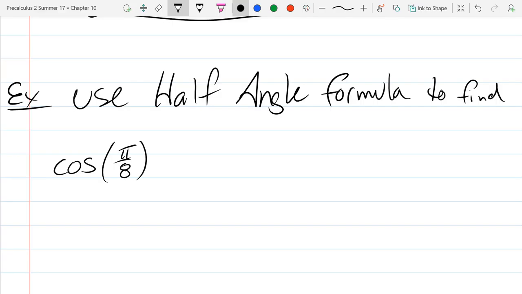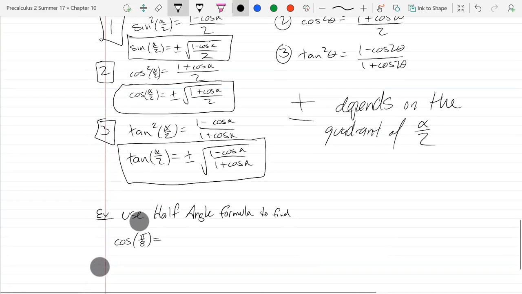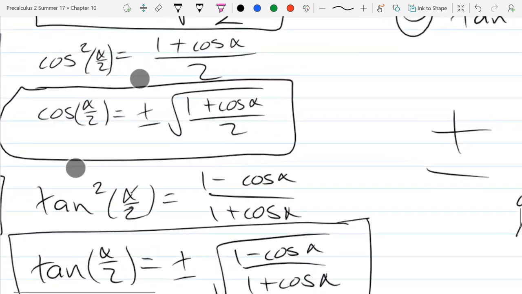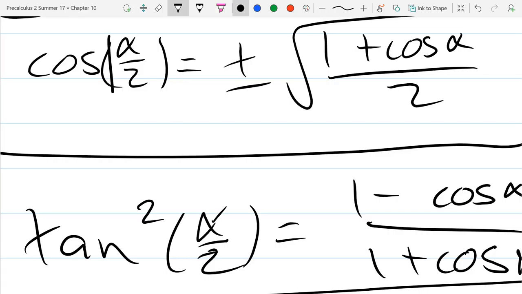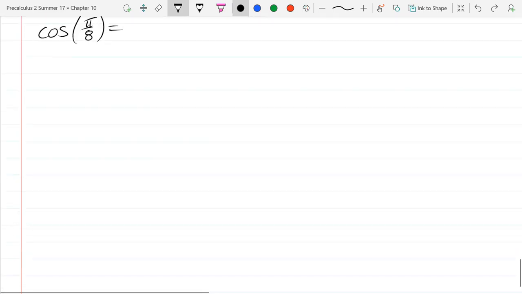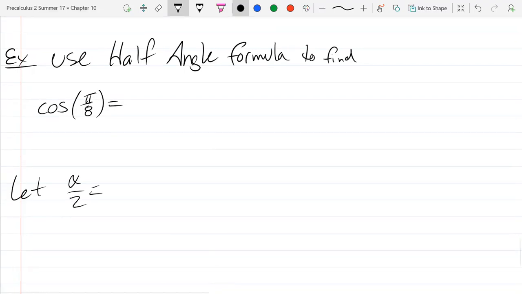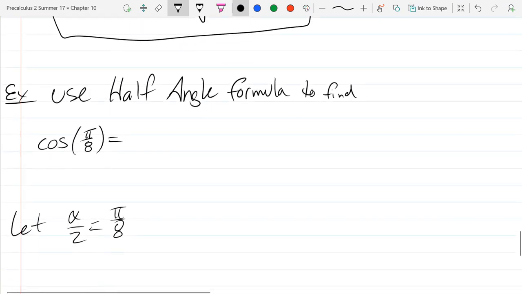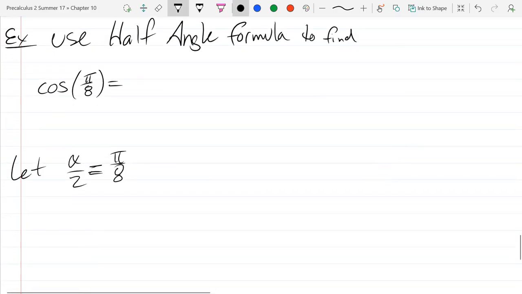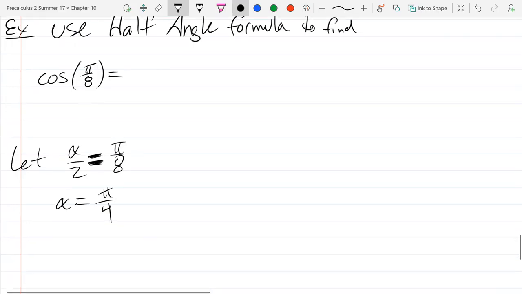All right, we're going to use a half-angle formula to find cos pi over 8. Half-angle formula, cos pi over 8. Well, here's the cosine half-angle. Don't know much about pi over 8, so we're going to let alpha over 2 equal our angle. So our angle is pi over 8. Here, we could find alpha, so alpha equals pi over 4.